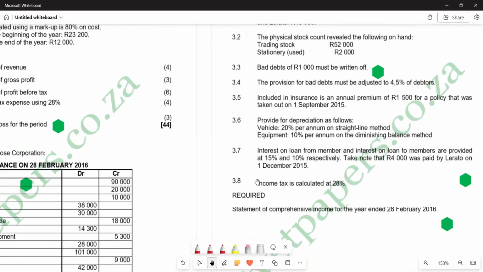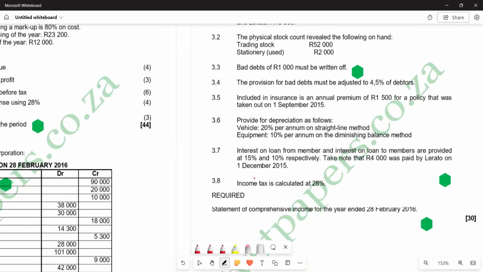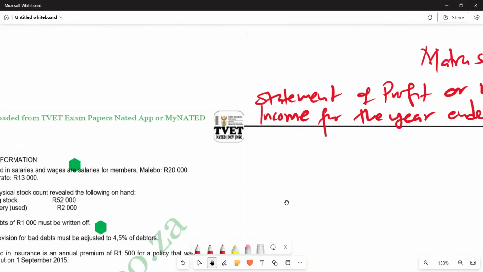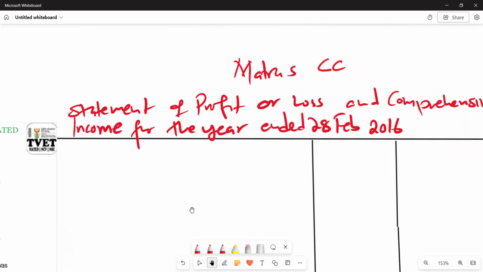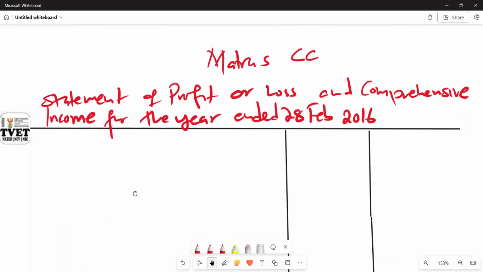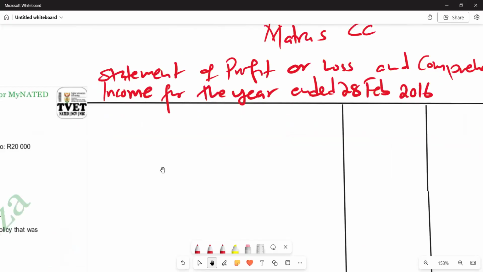On the third part, it reads statement of comprehensive income for the year ended 20th February 2016, and it has got 30 marks. If you go to our other section, you'll see that we have got a statement of profit or loss and comprehensive income for the year ended 20th February 2016 for Mattress Close Corporation. In this statement of profit and loss, remember, we need to start with the figure for sales. So here we're just going to say sales.